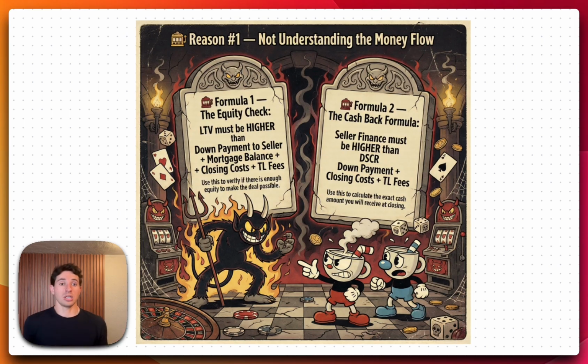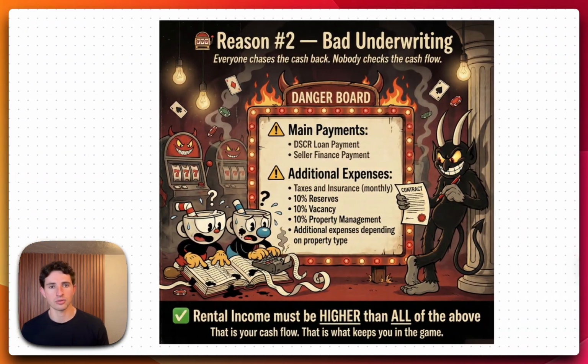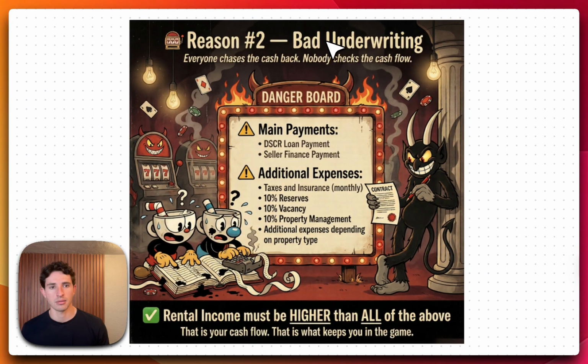Now the next question is, okay, cashback looks good, there is enough equity to do the stack method. Now the next question is, and this is actually the second reason deals fall apart, bad underwriting. What I like to call performance, right? You want to make sure that after doing this strategy, the stack method, you cash flow. You want to buy cash flow in properties as an investor, of course. So everyone chases the cashback, but nobody checks the cash flow.